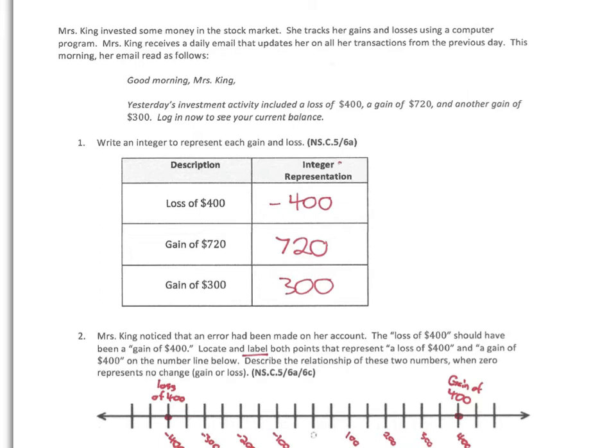So problem 1 wants us to write an integer to represent all of these three things. A helpful reminder is when you look at a bank statement, and many of you probably haven't seen a bank statement, but if you go to the bank, it wouldn't say loss of 400, gain of, that's too complicated. They just use the numbers to show those things. So since this is a loss of 400, it's negative 400, and a gain would be you're getting money, so those are going to be positive.